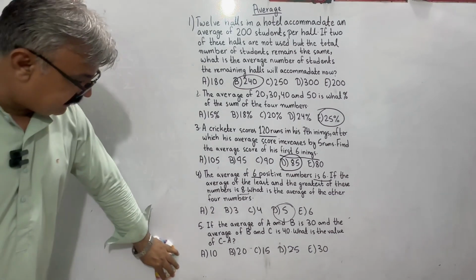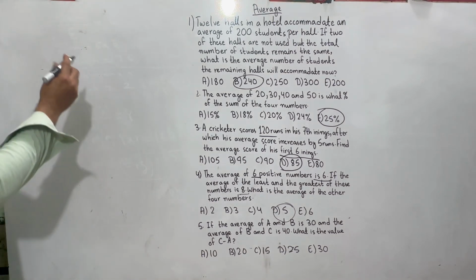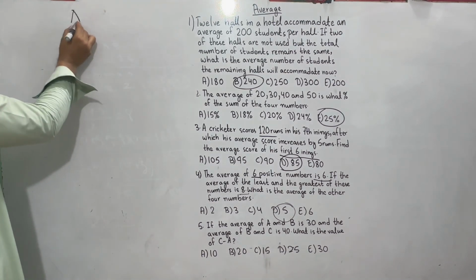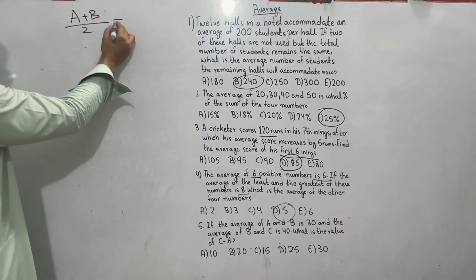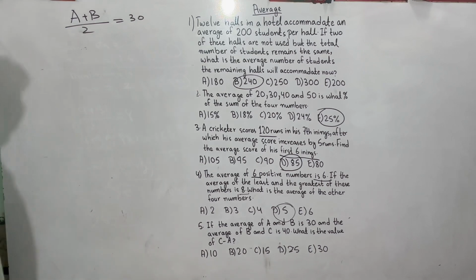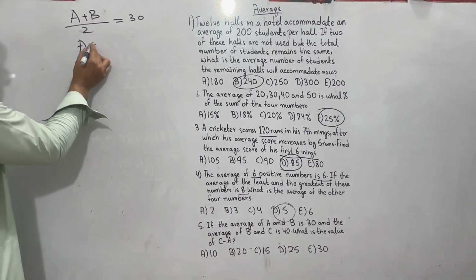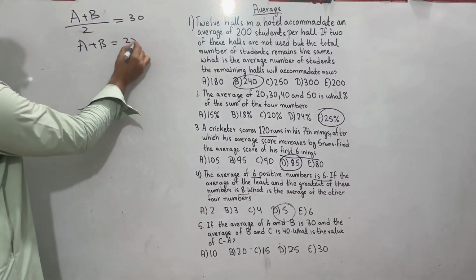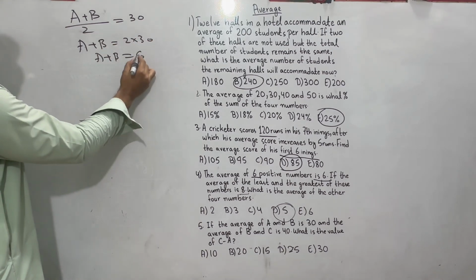Moving towards the final question that I have written on the whiteboard. The average of A and B is 30. A plus B divided by 2, average is 30. If the average of A and B is 30, find their sum. Their sum, A plus B, is 2 times 30, so A plus B is equal to 60.